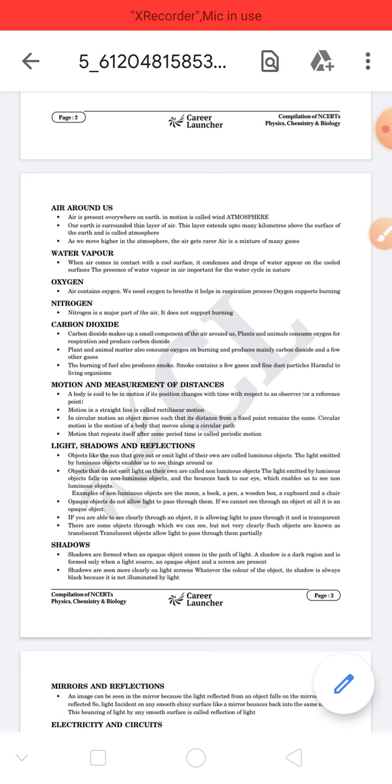Oxygen. Air contains oxygen. We need oxygen to breathe. It helps in the respiration process. Oxygen supports burning. Nitrogen. Nitrogen is a major part of the air. It does not support burning.